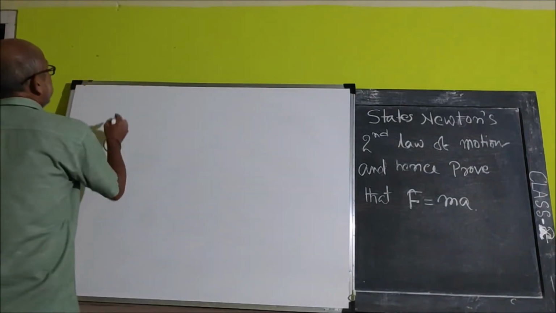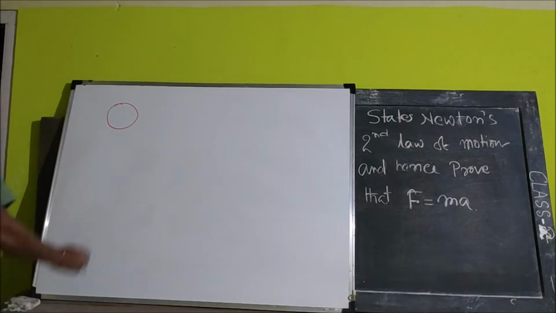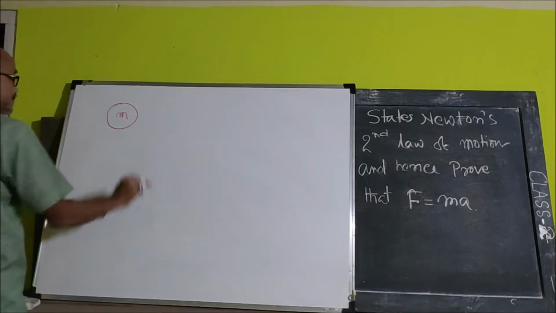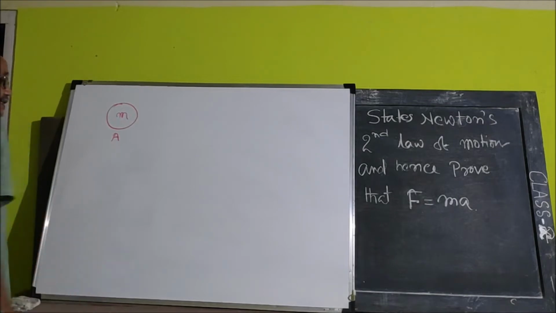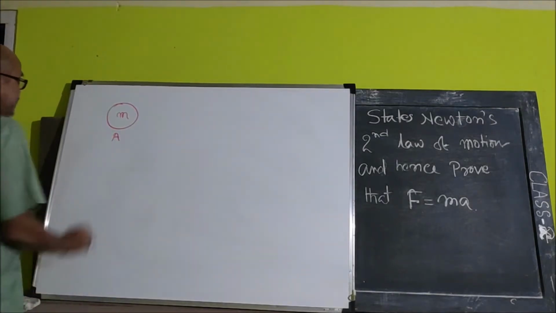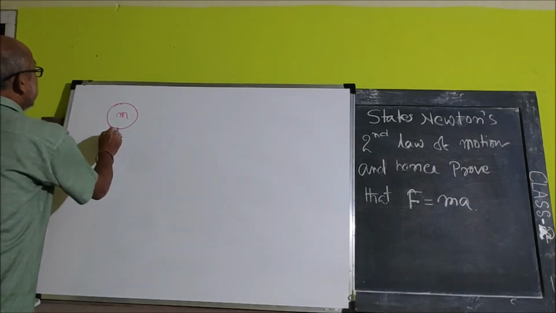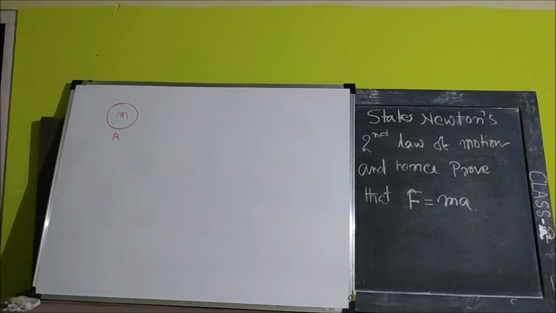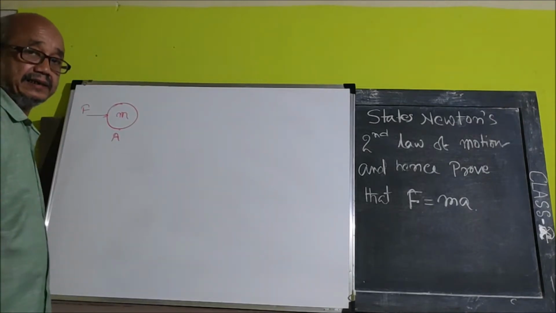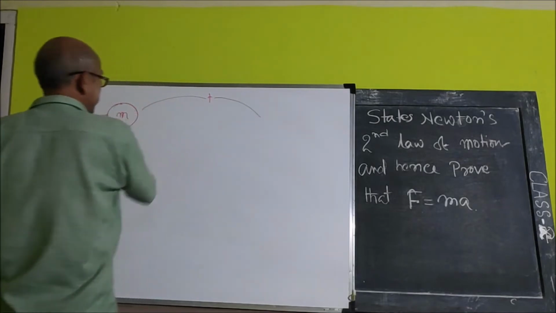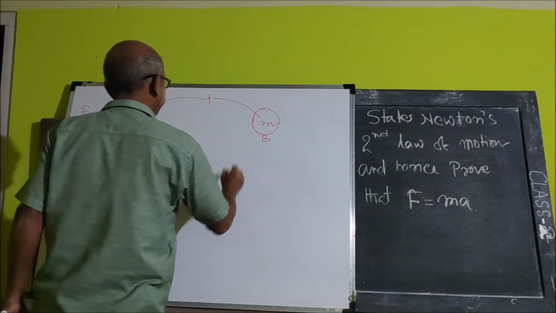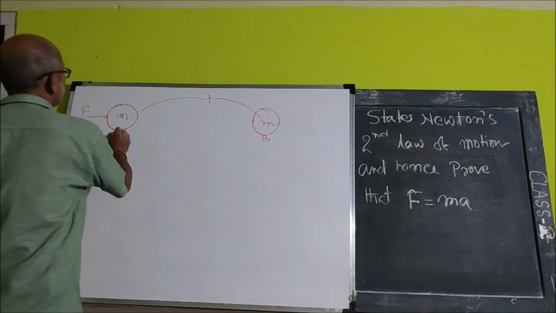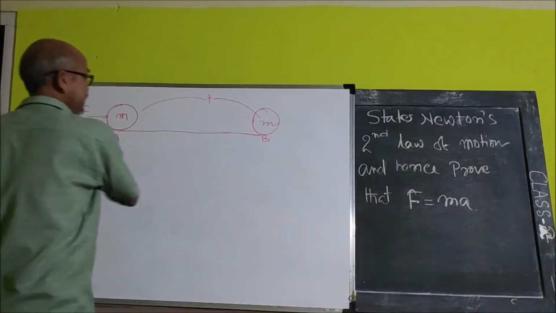Suppose there is a body of mass m. Its position is at A. If we apply an unbalanced force, then in t seconds this same body goes to point B.